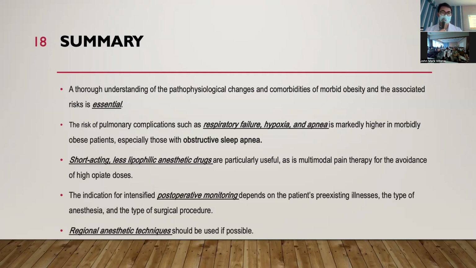And regional anesthetic techniques should be used if possible. More or less from the paper, it's a case-to-case basis depending on the operation that needs to be done on the patient.